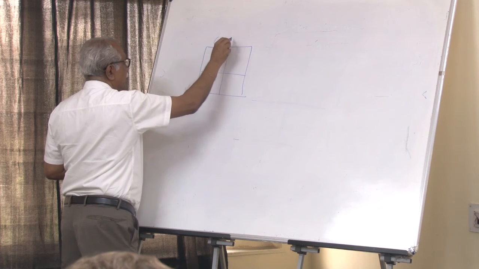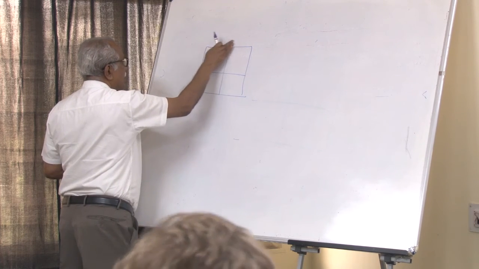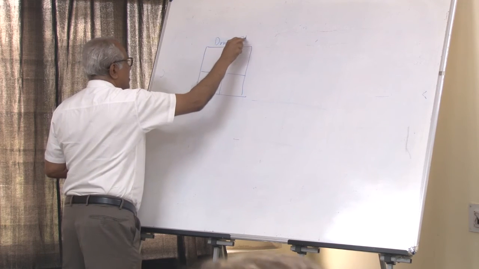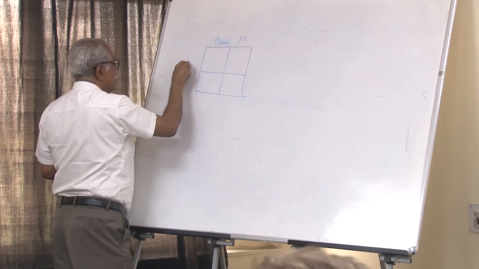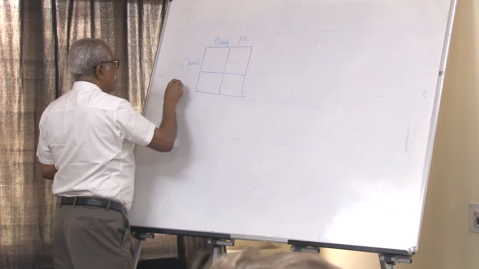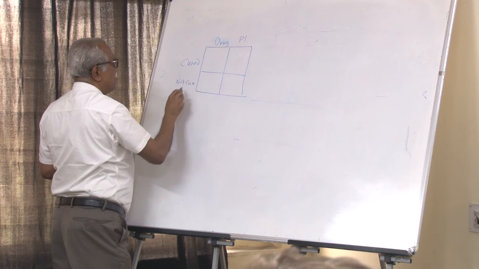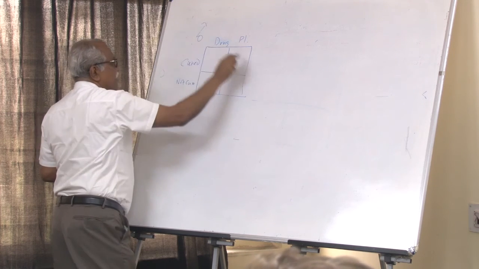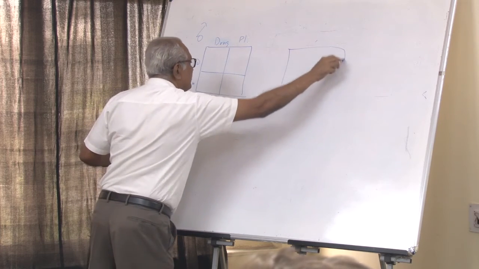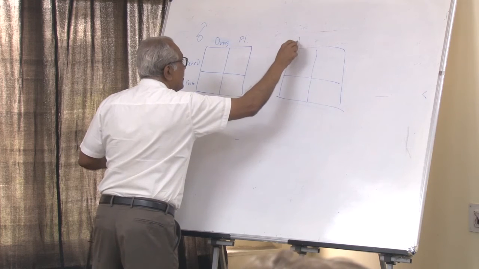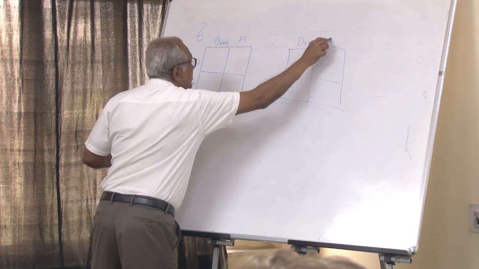I'm going to show you a drug trial, drug and placebo, and you have got cured and not cured here. This is for men and this is for women. Drug, placebo, cured, not cured. Only thing is we need some numbers inside.